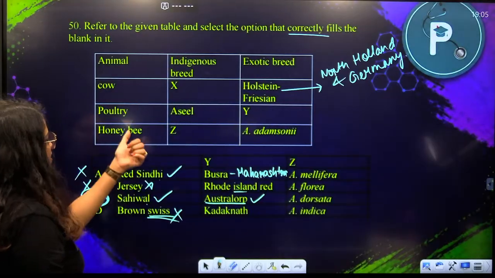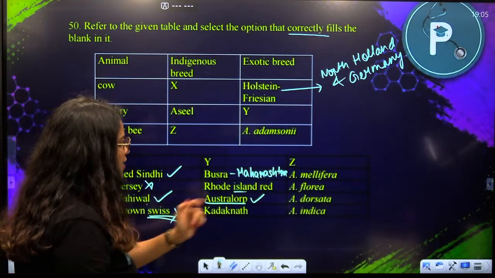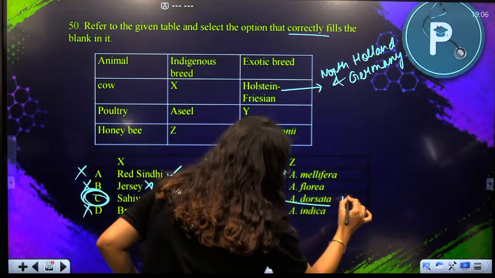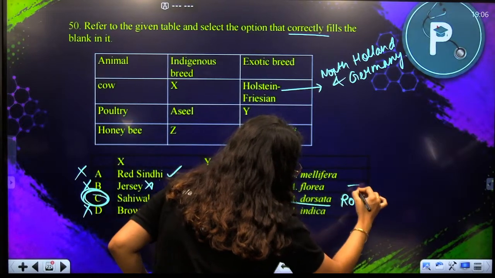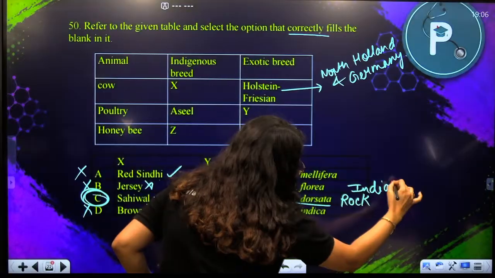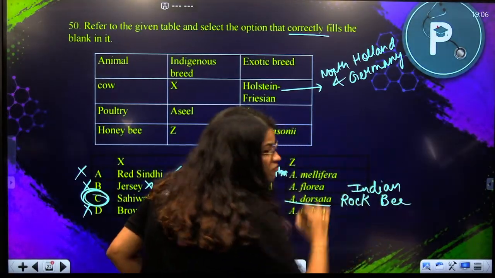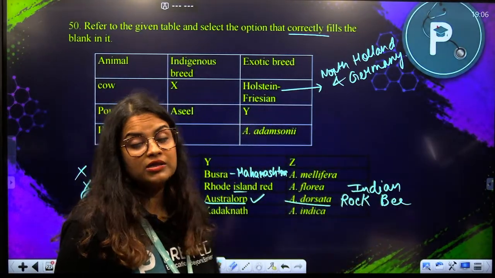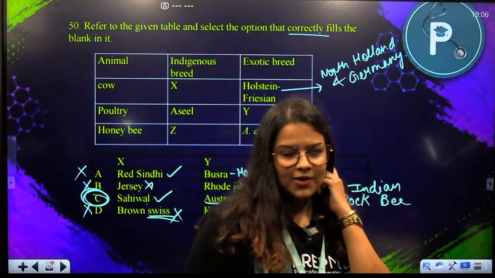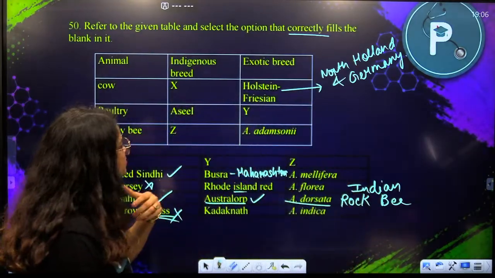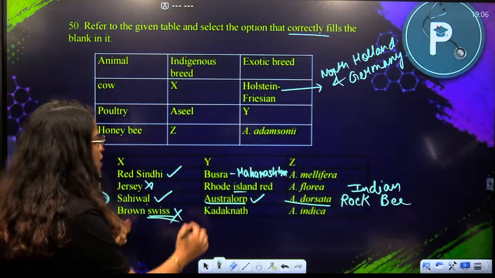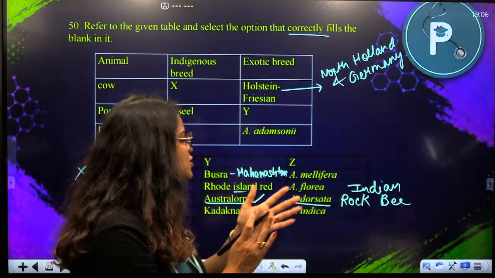Okay, now let's see honeybee. Indigenous breed here, dorsata, also called rock bee, the Indian rock bee, and the most dangerous type of bee. Their toxins, apitoxins, are highly dangerous. Followed by A. mellifera, adamsoni. Yes, that is an exotic breed. So we have found the answer, option number C.